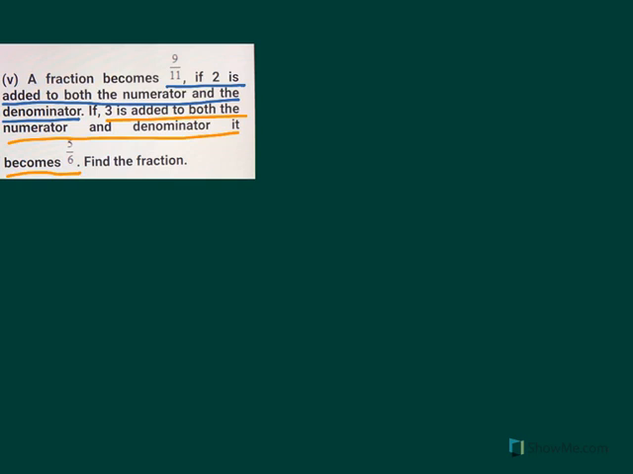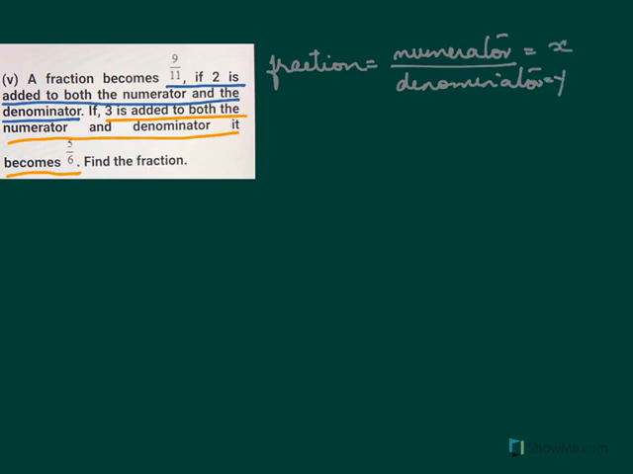In this sum, we are dealing with a fraction, and you know a fraction has got two parts. It has got the numerator over the denominator. In this sum, we will take the numerator as x and the denominator as y. Hence, our fraction becomes x over y. So this is our fraction, x over y. So let's go ahead and write down.